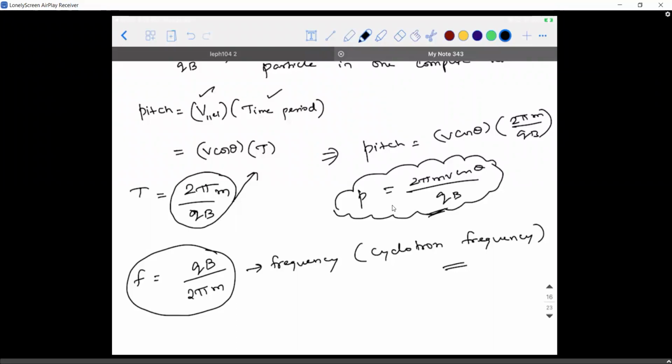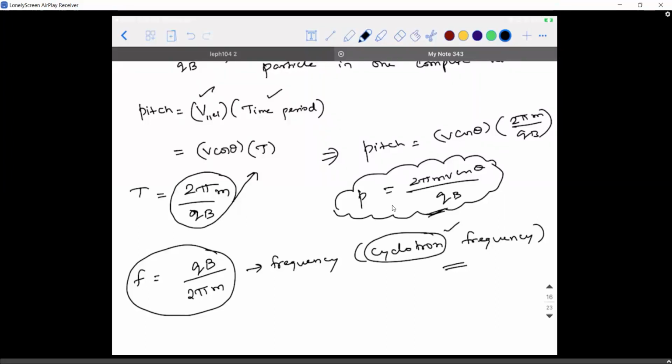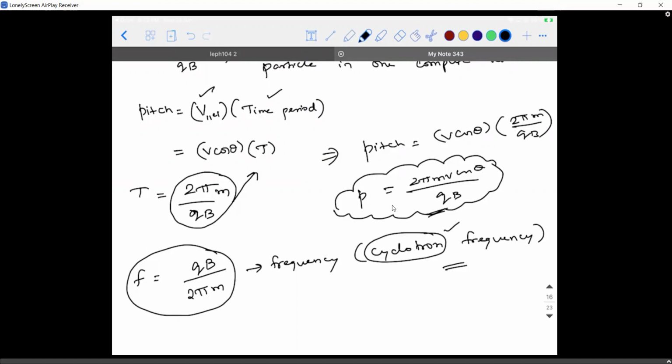So what do you mean by cyclotron, sir? Cyclotron is a device which we'll be learning later. Cyclotron is a device which is used to accelerate charged particles. Okay, sir, so it's a device.